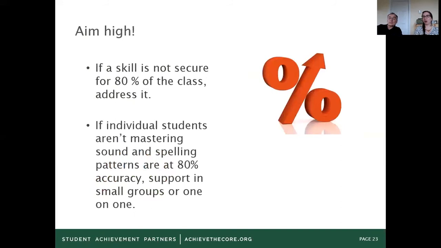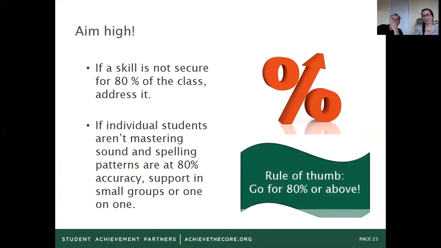And so we're asking you to consider 80% as a benchmark. If a skill is not secure for 80% of the class, then you should address it. And if students are not mastering that week's sound and spelling patterns at 80% accuracy, then you want to support them.